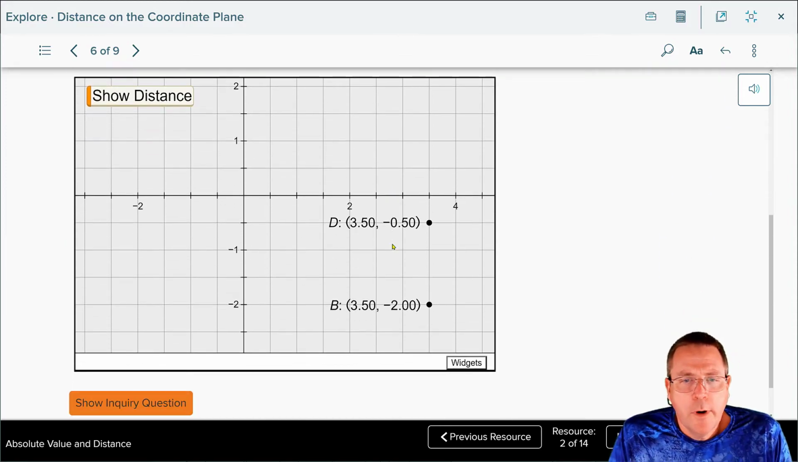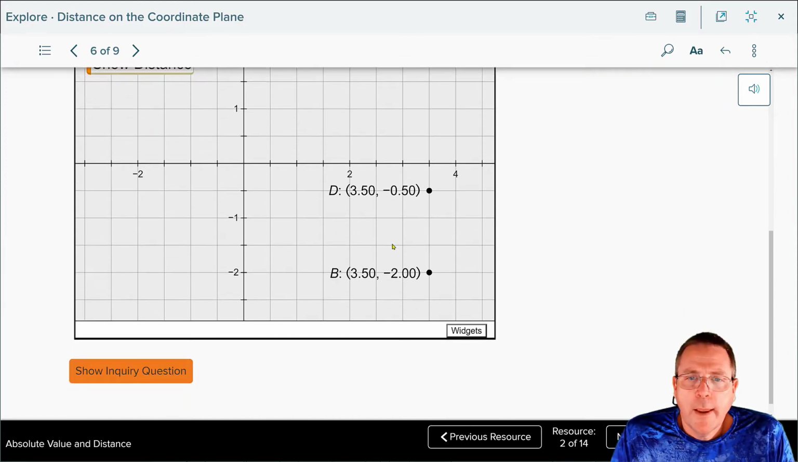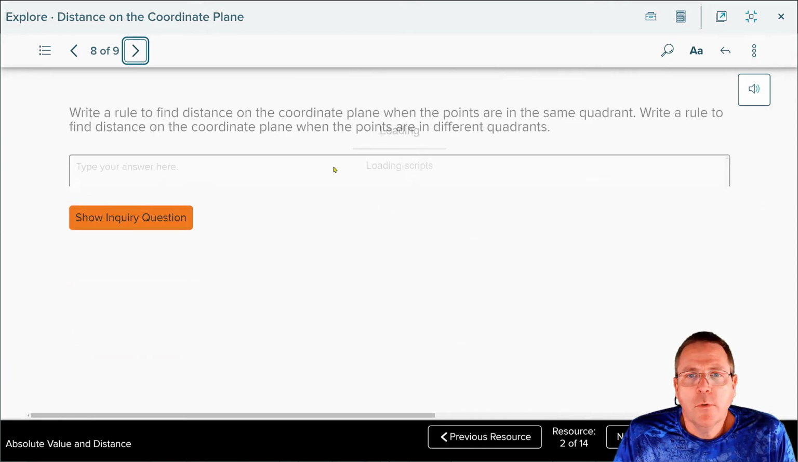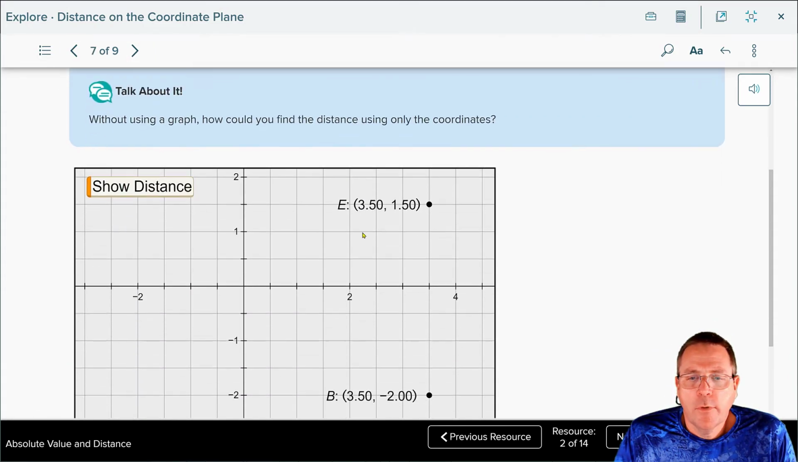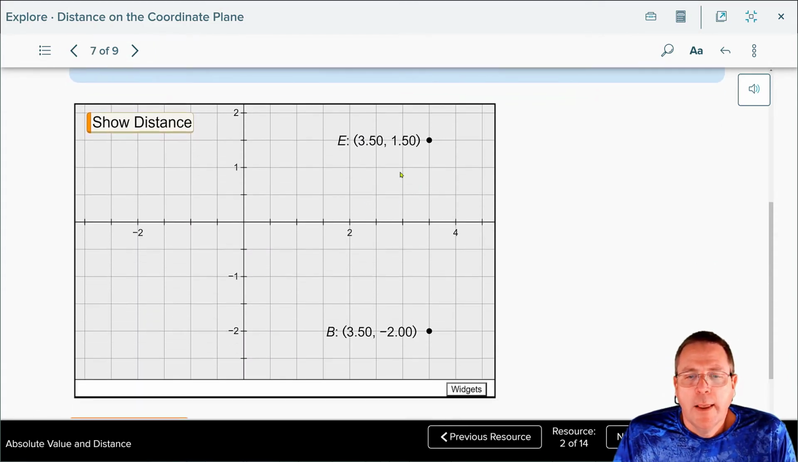I do want to point out to you that they have some rules for when the points are in the same quadrant versus in a different quadrant. In the same quadrant, if you just took your values here, 2 minus 0.5, you got your 1.5, and that was a pretty simple piece of math to do. But in the one where they were in a different quadrant, doing that math is a little more challenging than simple subtraction.